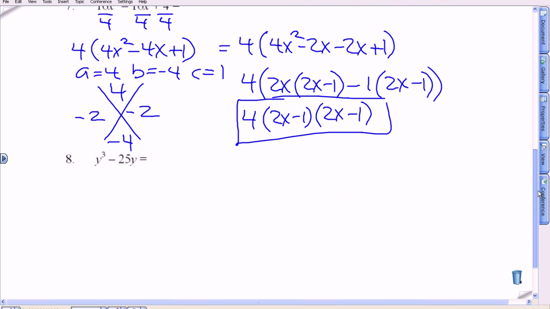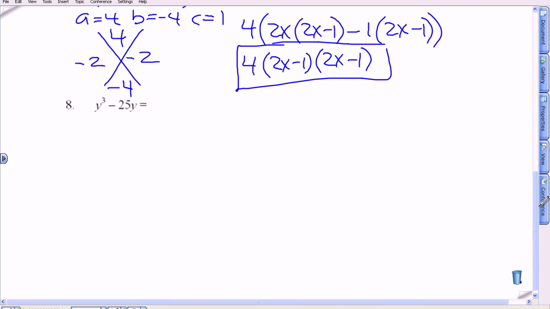Problem 8. Give it a pause if you'd like to give that problem a try. Alright, we're going to look for a GCF. It appears that y is the GCF, so I'll take that out. That leaves us with y squared minus 25. You can take the square root of y squared. You can also take the square root of 25. And clearly you can see that's a difference. There's a subtraction sign between them. That is a difference of 2 squares.